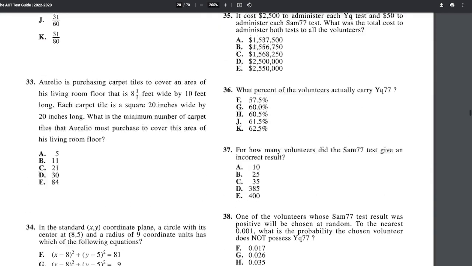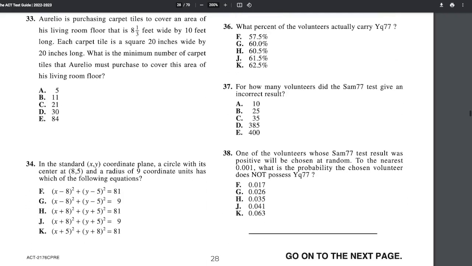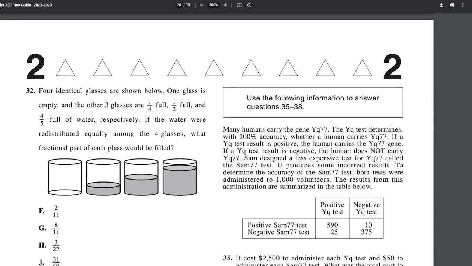So let's see. How many people did SAM77 say were positive? We're looking in this table now, at the positive side. SAM77 said that these people are positive. So that's 600. But 10 people don't have it. Alright, so it's 10 out of 600. Is it 10 out of 600? Let me check. So they were positive, but they had a negative YQ result. So 590 plus 10.